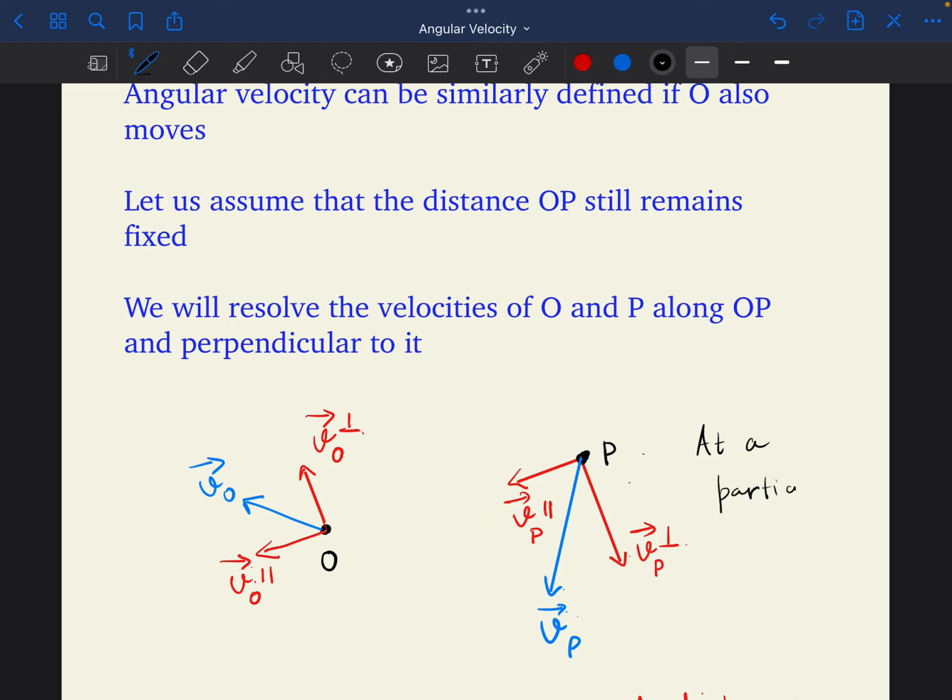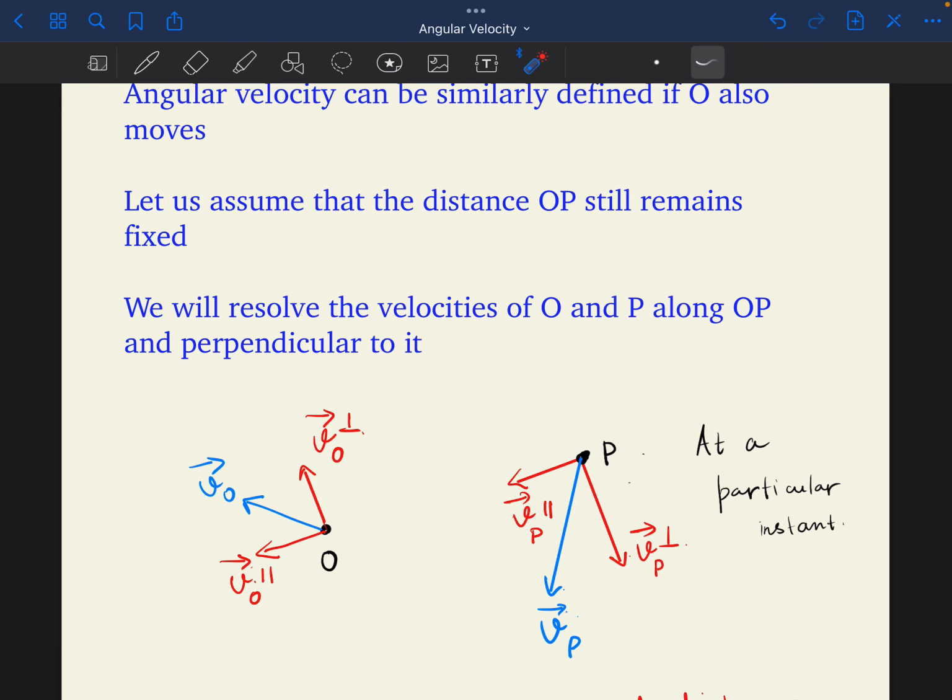So at a particular instant, the point O and the point P both have velocities. So I've shown these as vectors VO and VP, right? They're both moving, so they both have velocities. Now we resolve these velocities. This is a very critical, very important concept in rotation. This is one of the most, if not the most, fundamental concepts of rigid body motion. This concept of resolving the velocities of these two moving points along two directions.